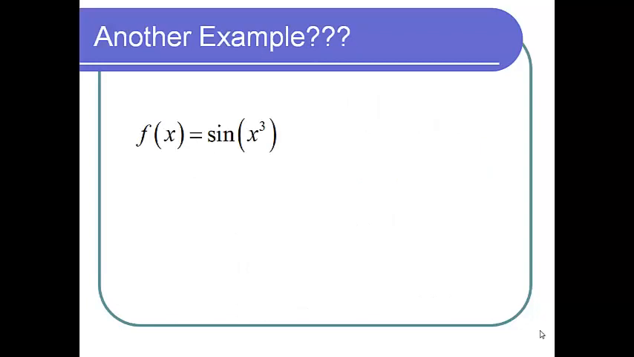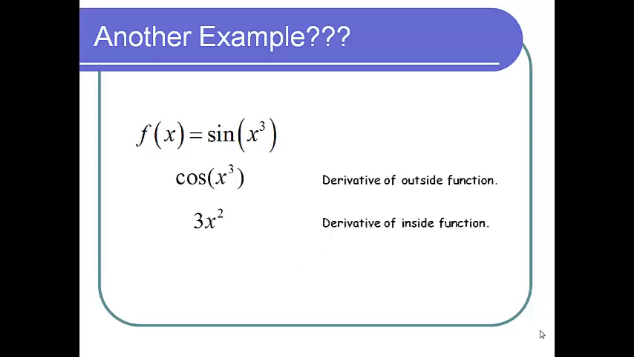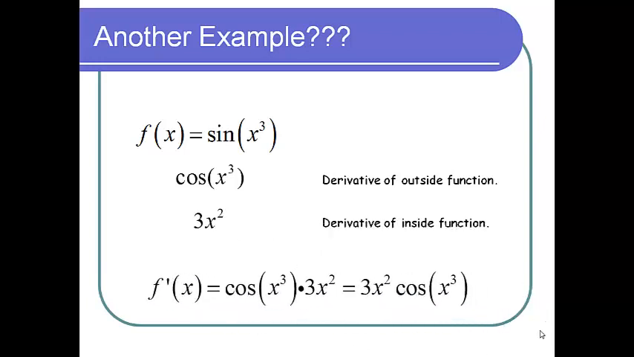Another example. Okay, we have sine of the quantity x cubed. The derivative of sine is cosine, so the derivative of the outside function, times the derivative of the inside function, 3x squared. Put those together. There's your answer. Pretty simple, right?